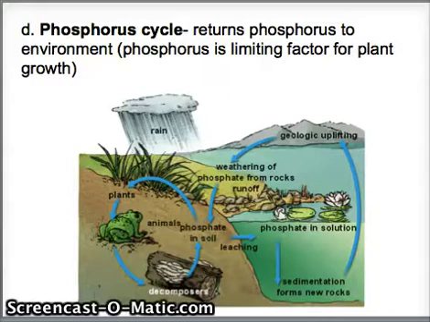The phosphorus cycle returns phosphorus to the environment. So phosphorus is a limiting factor for plant growth. They need this. So we see this in weathering of phosphate from rocks and things like that. There's a lot of phosphorus in geological material. And basically, when you have water run off of rocks and things like that, phosphorus will be chipped away as water runs off of that.